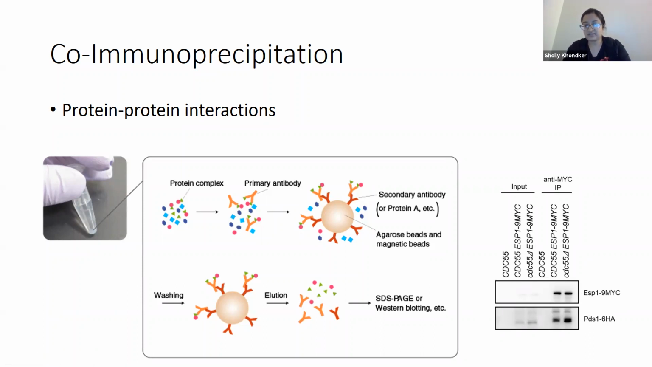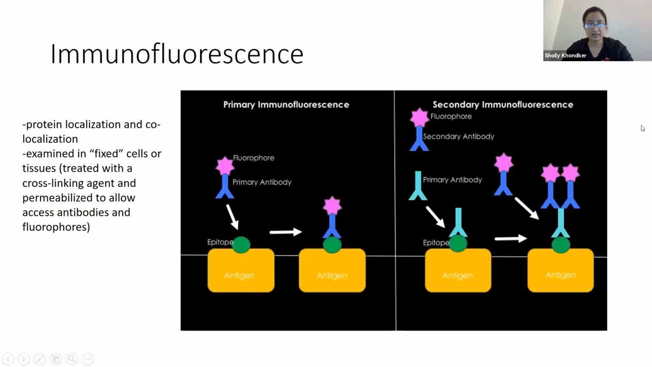So the short version is you pull down one protein using antibodies, and you then run it on a gel and check for whichever other proteins are pulled down along with it, and that confirms a protein-protein interaction. Does that make sense, or any questions about that?